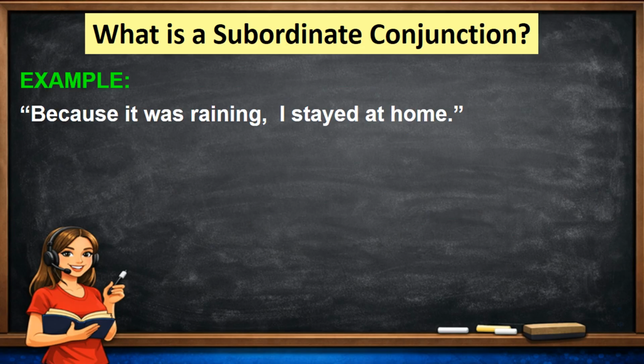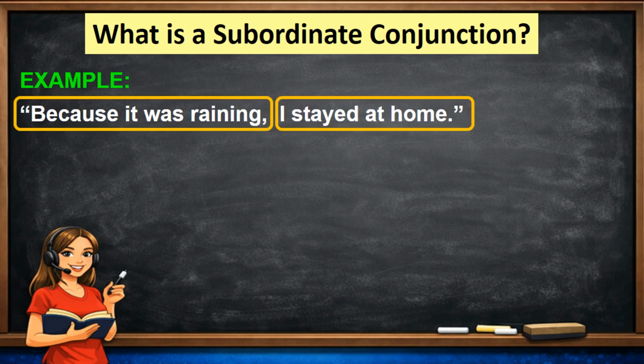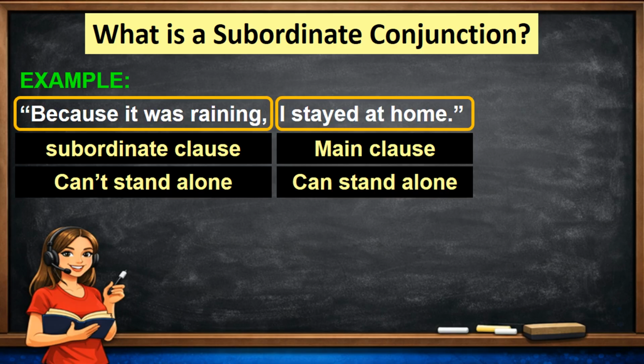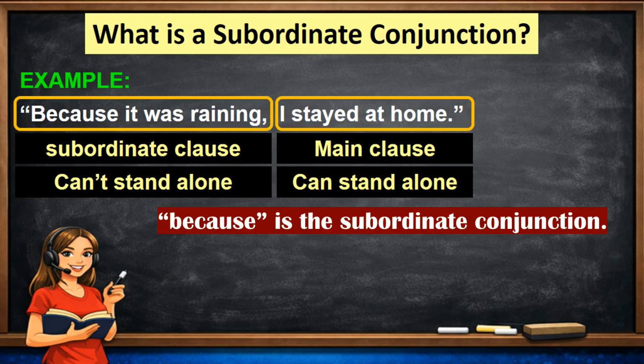Let's look at a simple example. Because it was raining, I stayed at home. In this sentence, we have two parts. Because it was raining, I stayed at home. The second part is the main clause. It can stand alone. I stayed at home. That makes sense. But look at the first part. Because it was raining. This clause can't stand alone because this part feels unfinished, right? That is because it is a subordinate clause. It needs a main clause to complete the idea. And the word because is the subordinate conjunction.